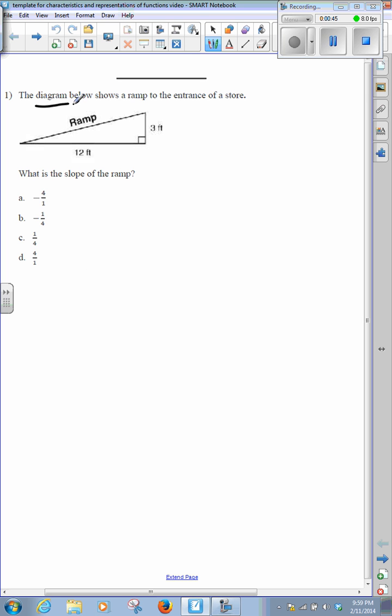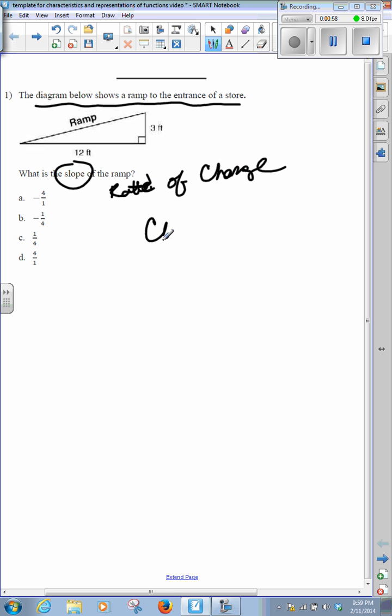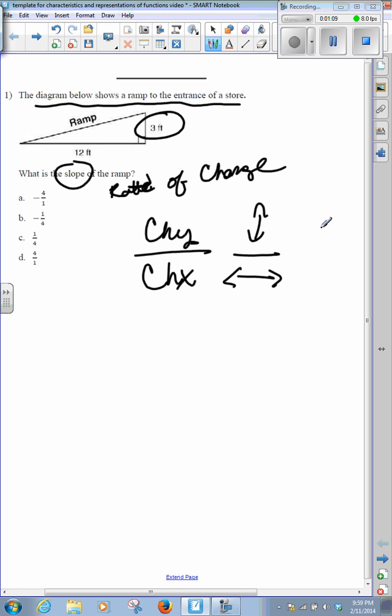So it says here the diagram below shows a ramp to the entrance of a store. What is the slope? Remember that the slope is also known as the rate of change. And remember that your rate of change is your change in y over your change in x. Our change in y is our up and down change. Our change in x is our left to right change. So in this case, I need to put 3 over 12. This is slanting upwards from left to right, so it's a positive 3 over 12.